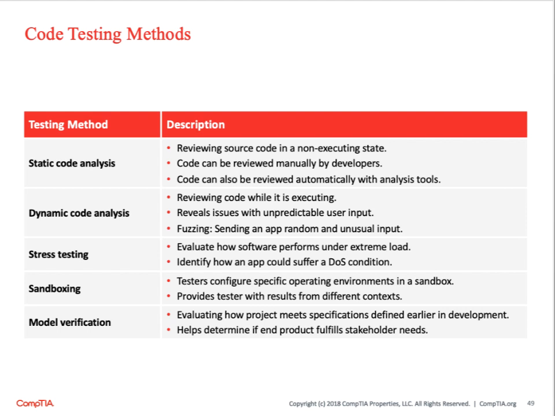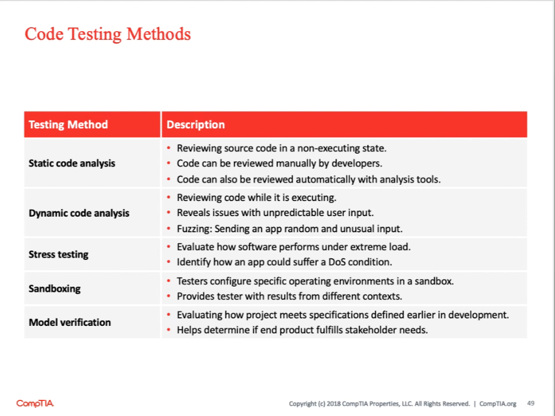Dynamic code analysis, however, is the process of reviewing code while it's executing. It may help reveal issues that static code analysis misses. Maybe your code looks like it runs, but you put in a certain type of user input and it breaks your code, right? It breaks the website. That specific process is called fuzzing, and it involves sending an application unusual user input and evaluating how the application is going to respond.